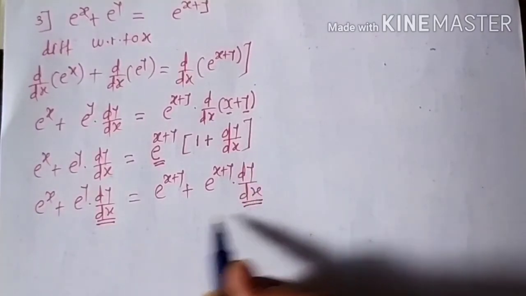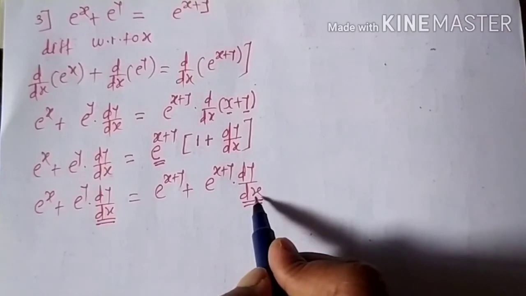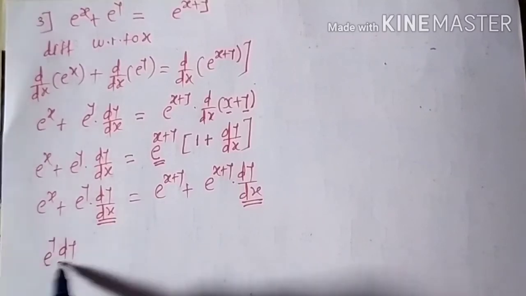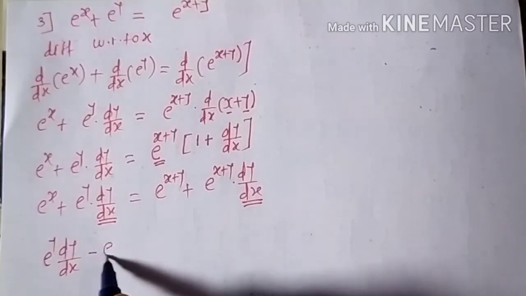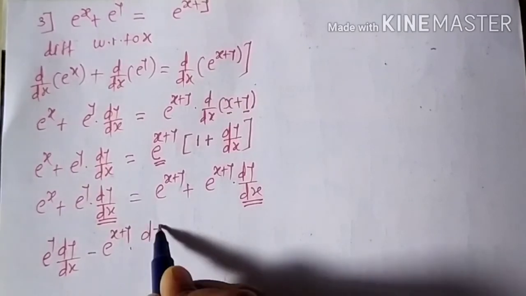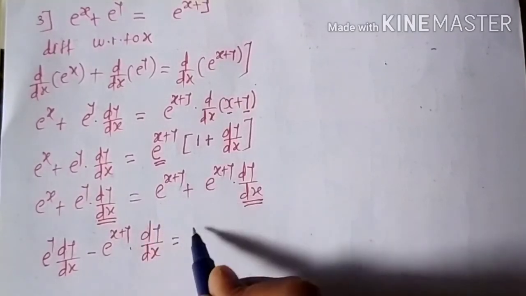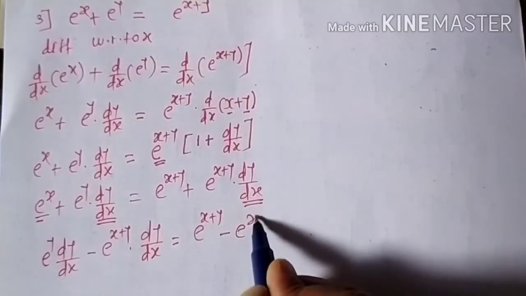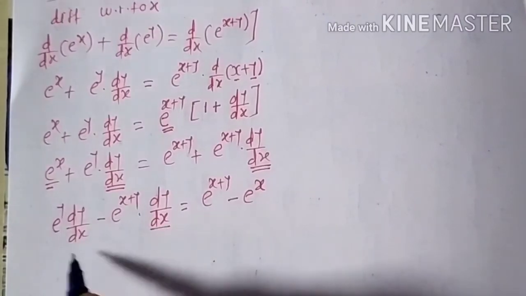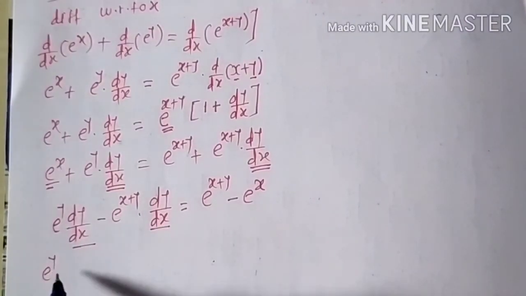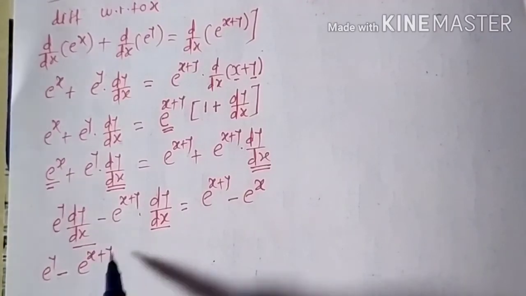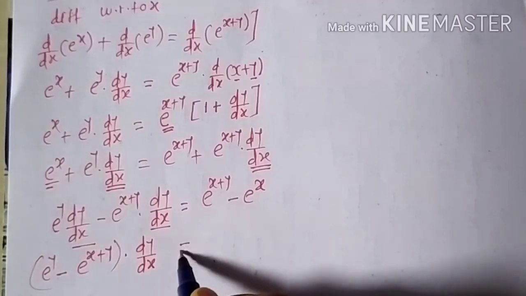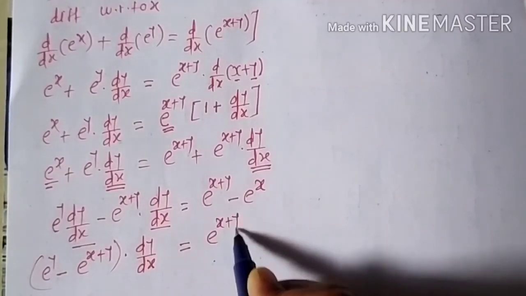So this dy by dx and this dy by dx. We have to find dy by dx, so separate out this dy by dx term and transfer this term to the right hand side. Then e raised to y dy by dx, and this transferred to the right-hand side becomes minus e raised to x plus y into dy by dx. On the left-hand side, what remains is e raised to x plus y, transferred to the right-hand side with minus e raised to x. Then take dy by dx as a common term outside, so e raised to y minus e raised to x plus y, into dy by dx is equal to e raised to x plus y minus e raised to x.